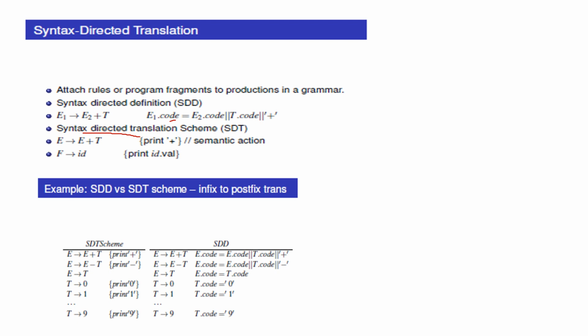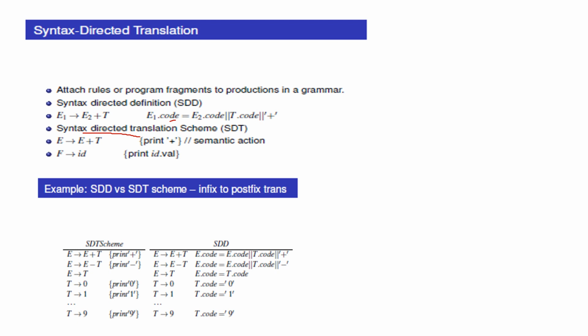So what action is hidden here? In SDT the action is explicitly shown. Here only rules are given. What does that code represent? The code represents some action that is to be done inside. Okay, this is just an example for differentiating what is SDD and SDT. We need not confuse SDD and SDT.